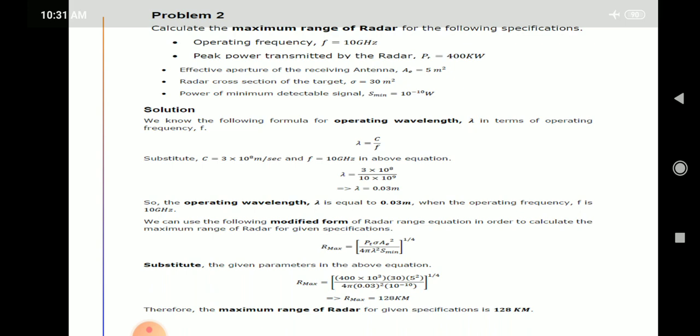Again, question number 2. Calculate the maximum range of the radar for the following specification: operating frequency f is equal to 10 to the power 10 gigahertz, peak power transmitted by the radar is 400 kilowatt, effective aperture of the antenna A is equal to 5 meter square, radar cross section sigma is equal to 30 meter square, and power of the minimum detectable signal S minimum is equal to 10 to the minus 10 watt. Again, we place these values in the equation. We get the result of 128 kilometer for R maximum. Therefore, the maximum range of the radar is given by 158 kilometer.